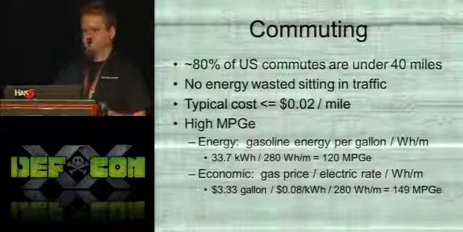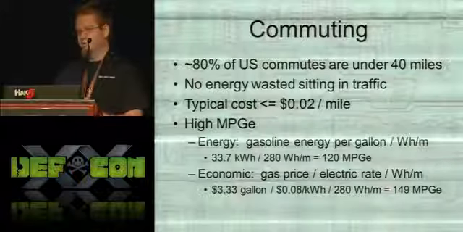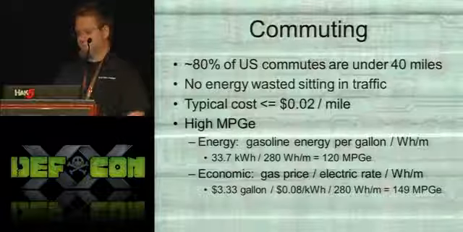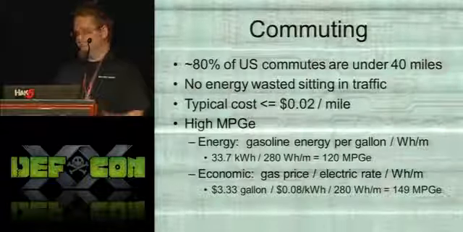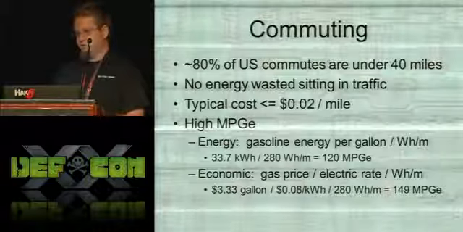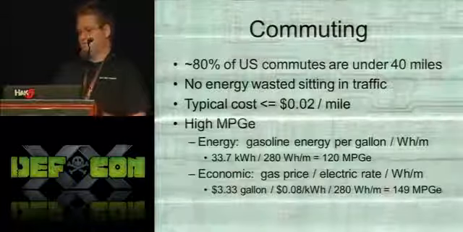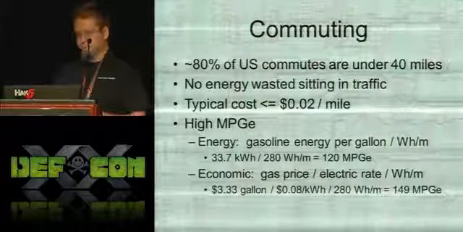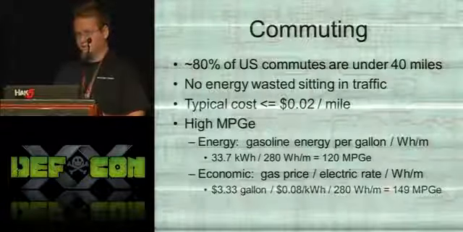So my favorite use is commuting. 80% of U.S. commutes are under 40 miles. So really, for the vast majority of people, a pretty cheap EV can take care of things. You're not using any power when you're sitting at a light, or waiting for a train, or in stop and go traffic. Compared to gas, it costs less than 2 cents per mile compared to your 10 to 30 cents for a gas vehicle. Also, you have very high mileage, which is measured in MPGe.